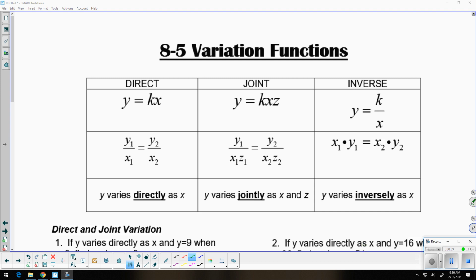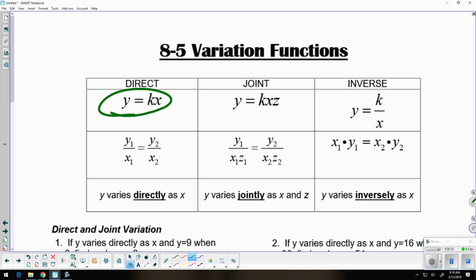All right, everybody. So today's lesson is focused on 8-5. So chapter 8, section 5. The title is variation functions. So there's three different types of variation functions. Pretty easy concept. So you can see them straight across the top in your table. So we've got direct variation, joint variation, inverse variation. And these are their corresponding equations.